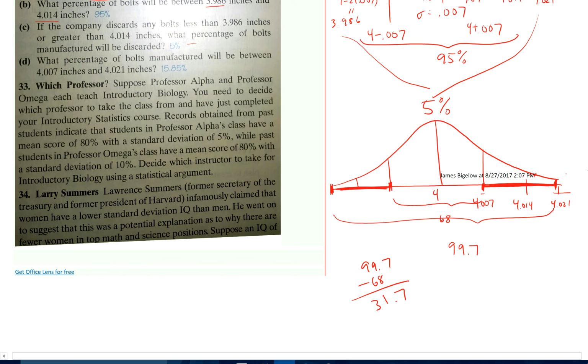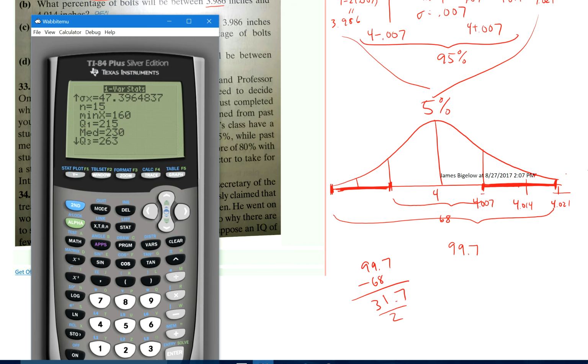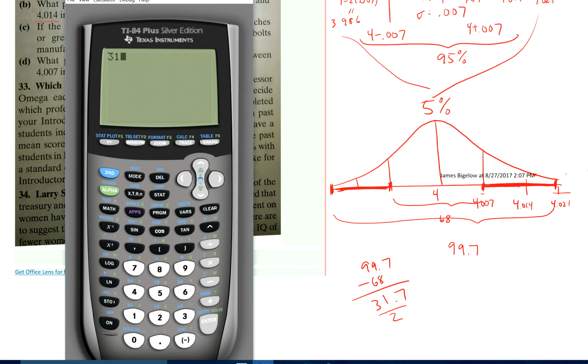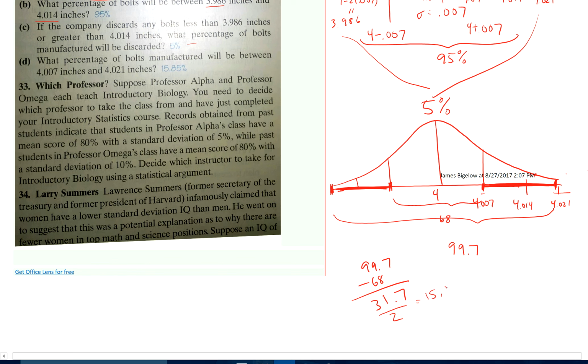And since it's completely symmetric, how much is between these two and these two? Well, let's divide by 2. So 31.7 divided by 2 is 15.85. That percent of the population is between 4.007 and 4.021. Okay, so between those two right there. All right, there you go on that guy.